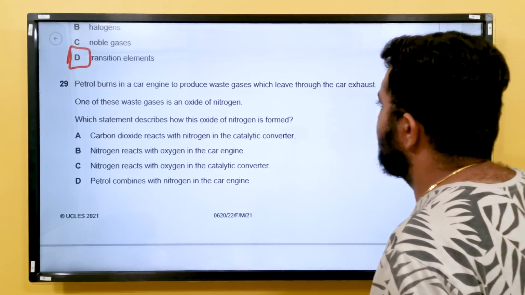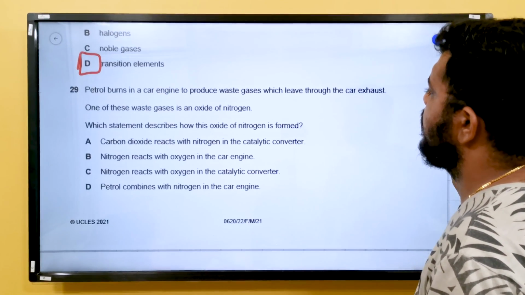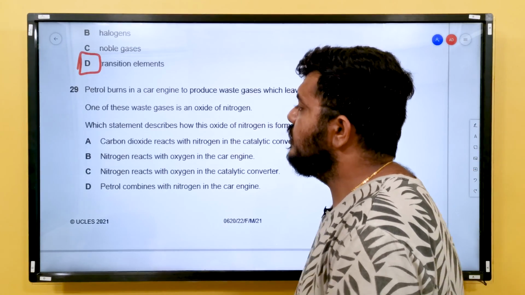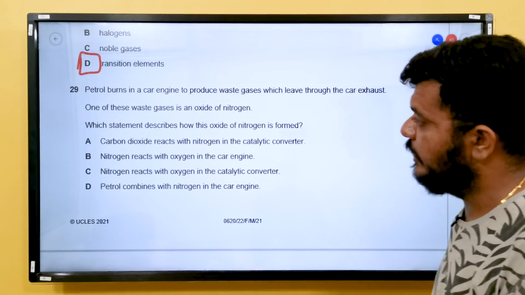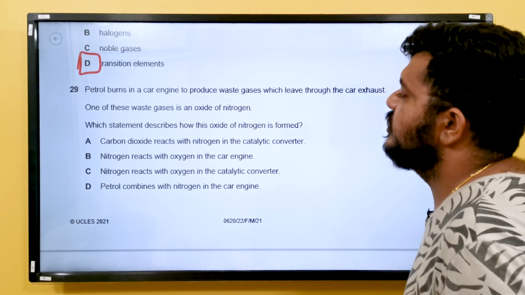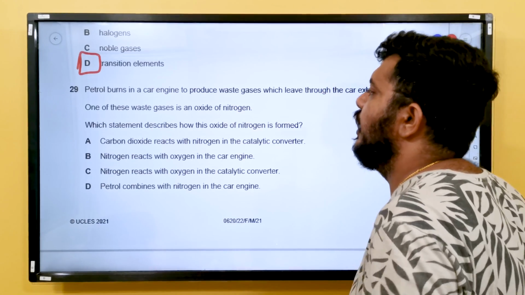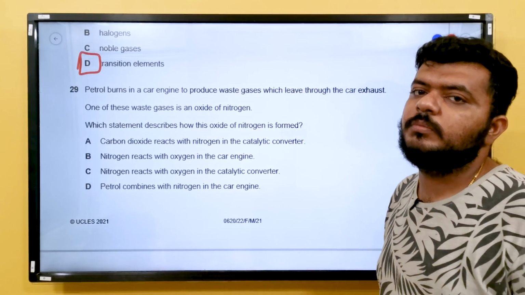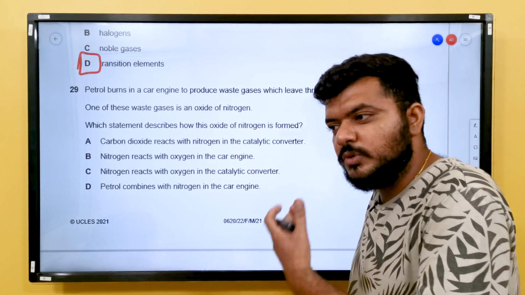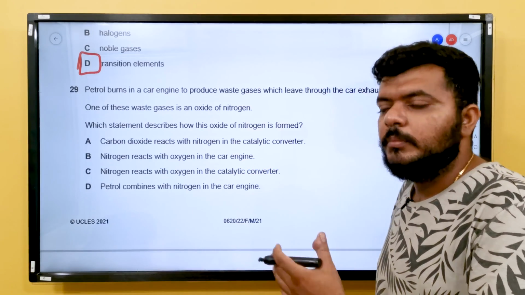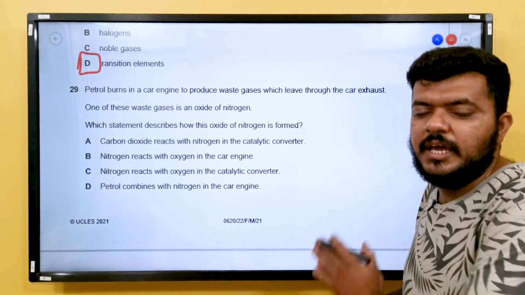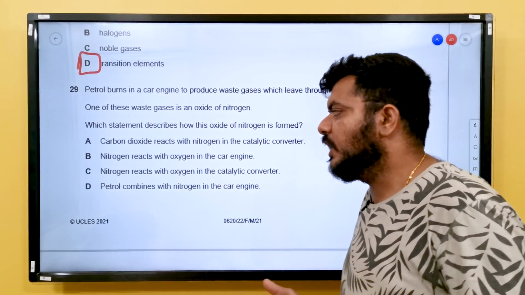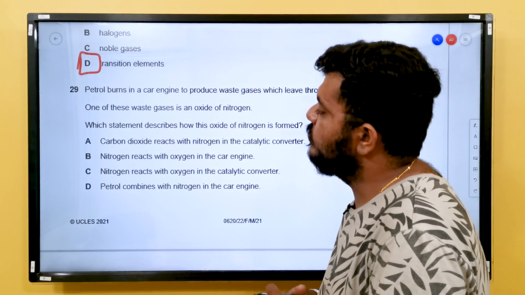Petrol burns in a car engine to produce waste gases which leave through the car exhaust. One of these waste gases is an oxide of nitrogen. Which statement describes how this oxide of nitrogen is formed? See, generally nitrogen and oxygen do not mix. If they would have mixed, we would have found them in the atmosphere. But it is found in exhaust gases, which means they do mix inside the engine of a car. So let's find out, do we have an option like that?